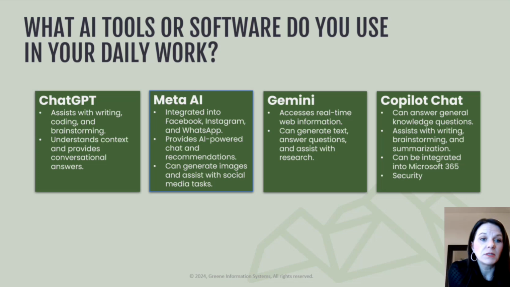Gemini. So this is one that actually accesses real-time web information. So that's unique to it, different than ChatGPT. And it can generate text, answer questions, and assist with research. So that's what Gemini is used for.